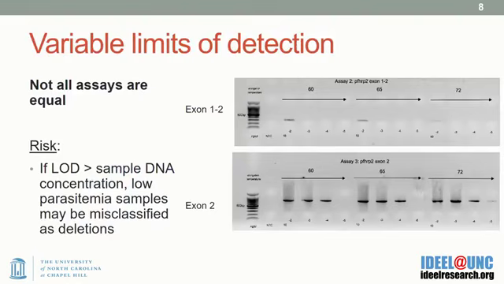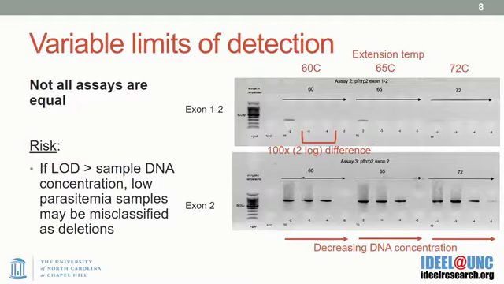I also mentioned that we were interested in determining the limits of detection of these assays. The takeaway point for us was that not all assays were equal. Again, these are 2 example assays shown on the right, looking at HRP2, exon 1, 2, and exon 2. And just to highlight exactly how these gels are set up, again, we ran 3 different extension temperatures, and we did serial dilutions at each temperature. You can see that there's a big difference in performance between this assay on the top and the assay on the bottom, approximately 100-fold difference in sensitivity.